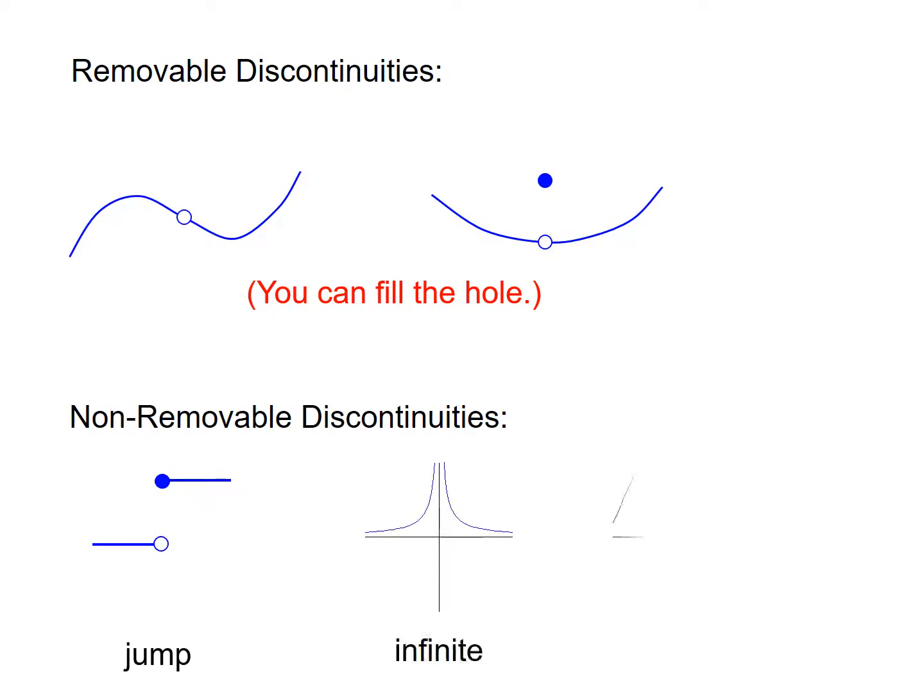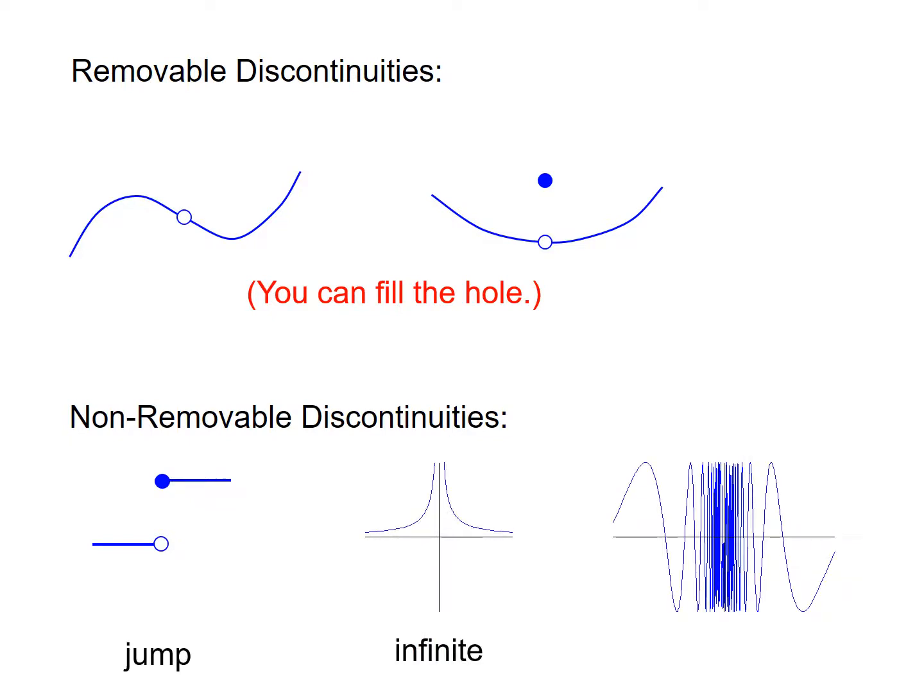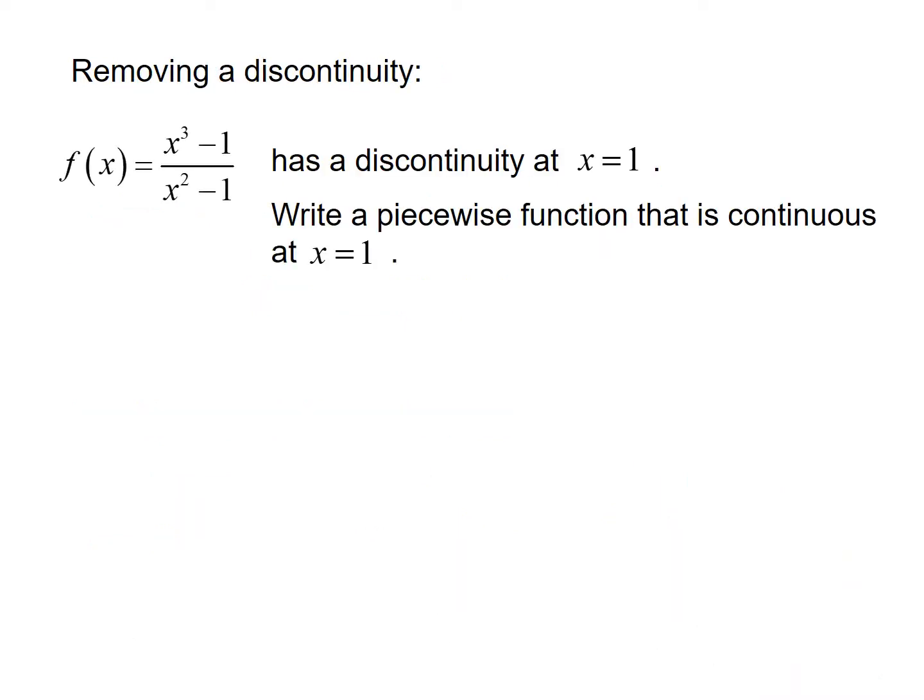So we have a jump discontinuity, an infinite discontinuity, and an oscillating discontinuity. Oscillating means if you were to graph this and keep zooming in towards x equals 0, you'll see the graph just continuing to go up and down, up and down, up and down, never actually reaching some point where it crosses. Okay, we can look at how to remove a discontinuity.